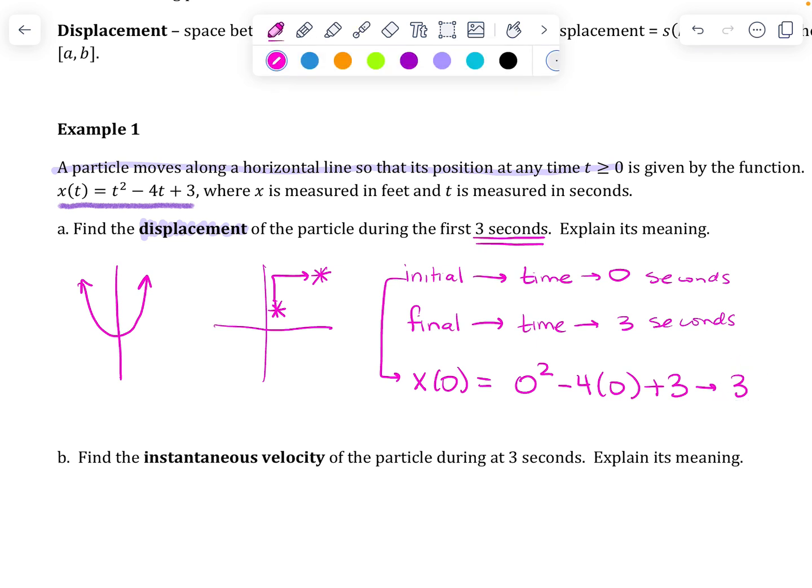Now I have to figure out where that particle went to after 3 seconds. The particle moved somewhere. Where did it go to? So now I'm going to sub in 3 into the equation. 3 squared minus 4 times 3 plus 3. 3 squared is 9. 4 times 3 is 12. 9 minus 12 is negative 3. Negative 3 plus 3 is 0. And so it started at 3, and then it went to 0.